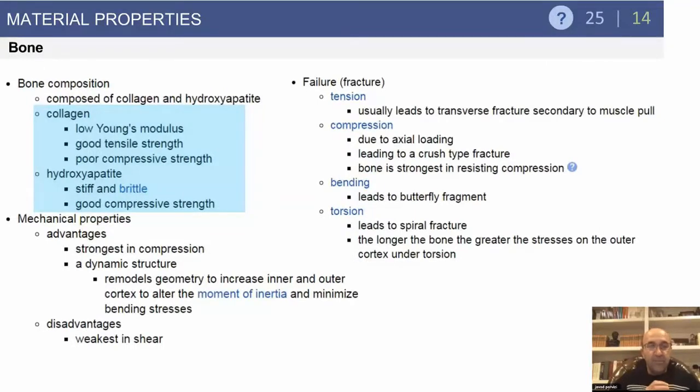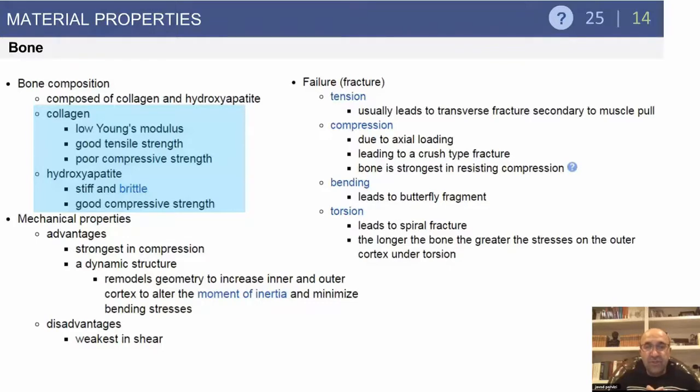Let's talk about bone a little bit. The composition of bone is either organic or inorganic. In the organic part, collagen type 1 is the most common collagen. Mechanical properties of bone is that it's a very strong material. It is best in compression and not so good in tension. And tension usually leads to transverse fracture secondary to muscle pull.